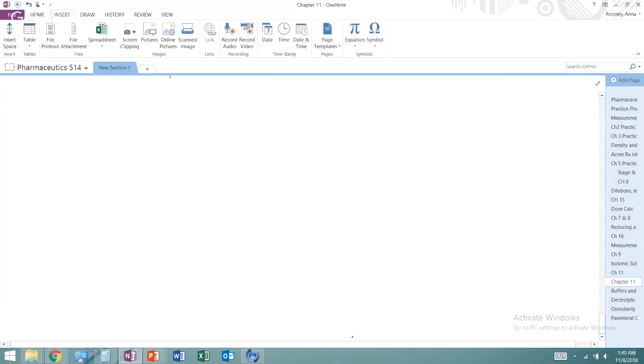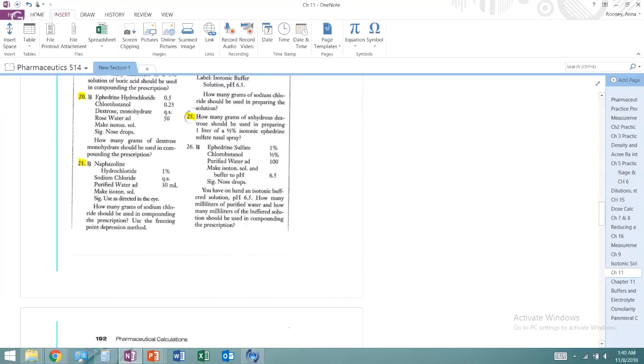Okay. Next problem. All right, we are on 21. Naphazoline hydrochloride and sodium chloride, and then water, and it's 30 mL. Yay, we got back to the 30 mLs. So this one is to be used in the eye. How many grams of sodium chloride should be used? It says use the freezing point depression method.